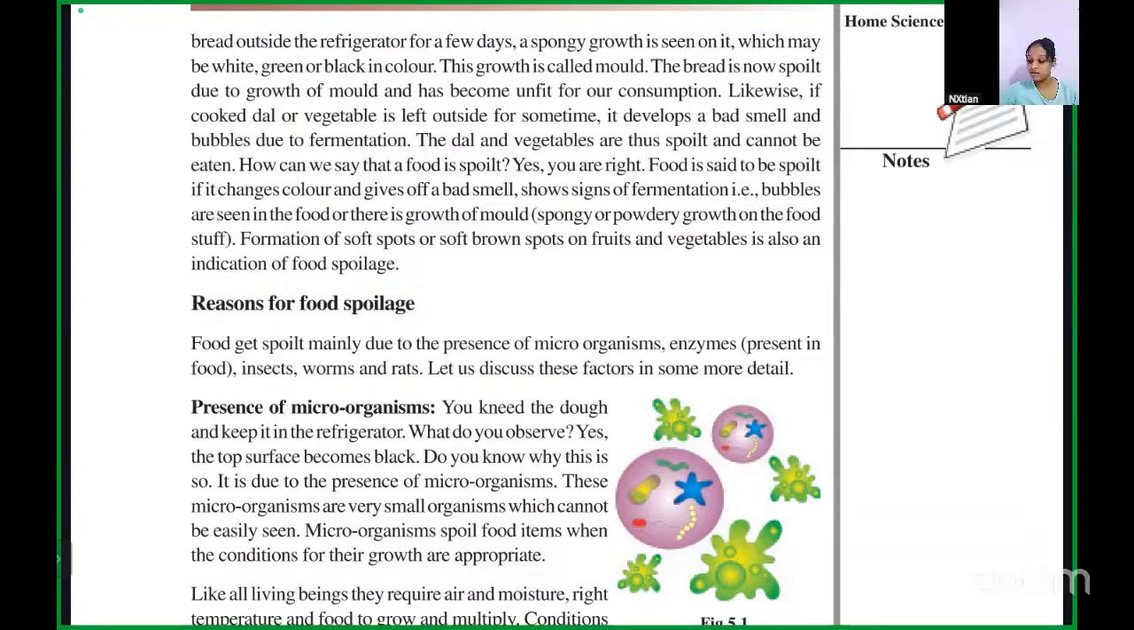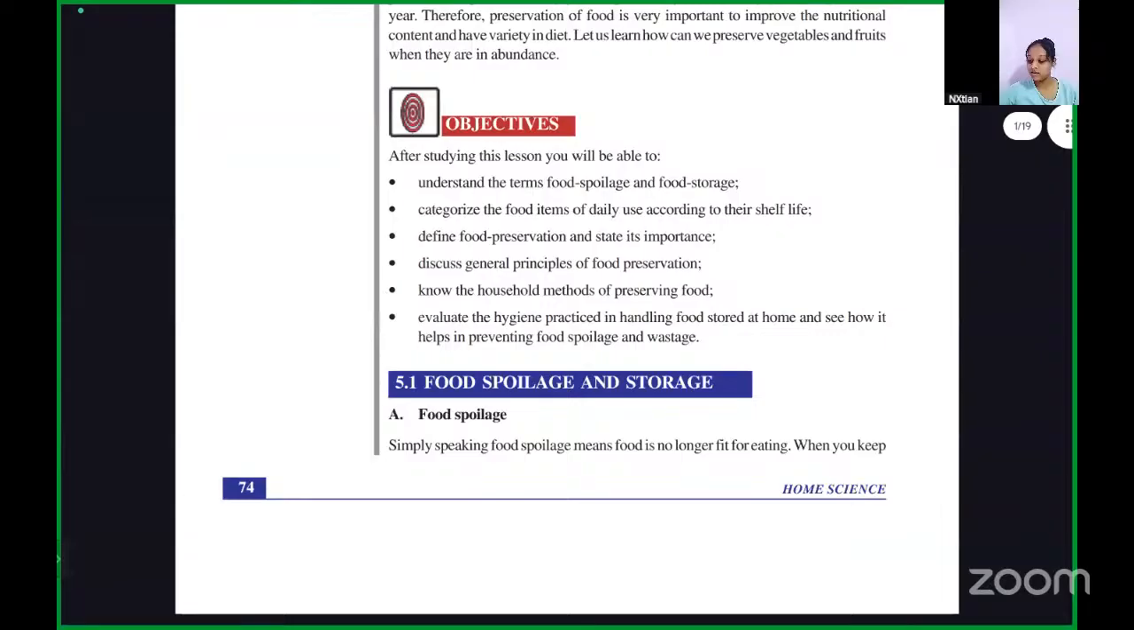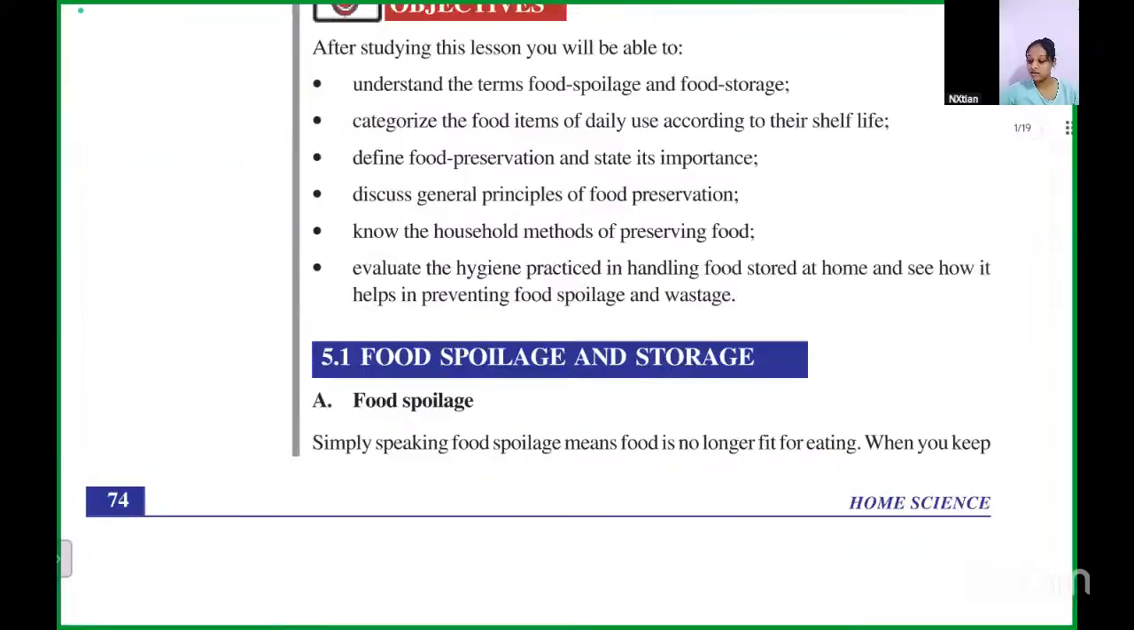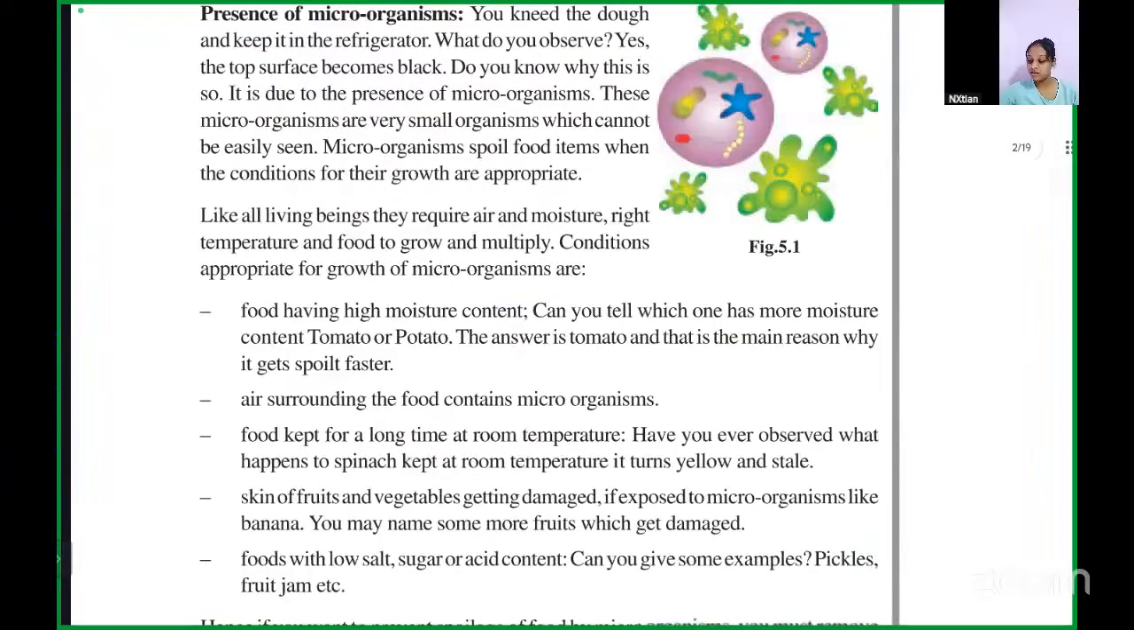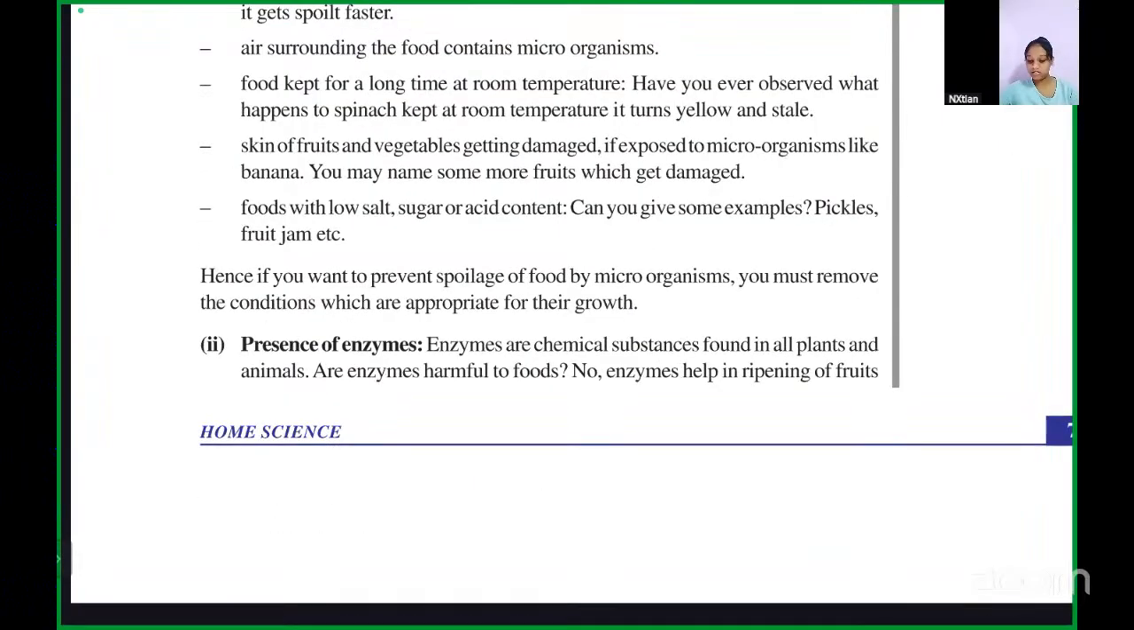Now, principles of preserving food we did yesterday. Then we did methods of preserving at home. We do a bit more detail today.